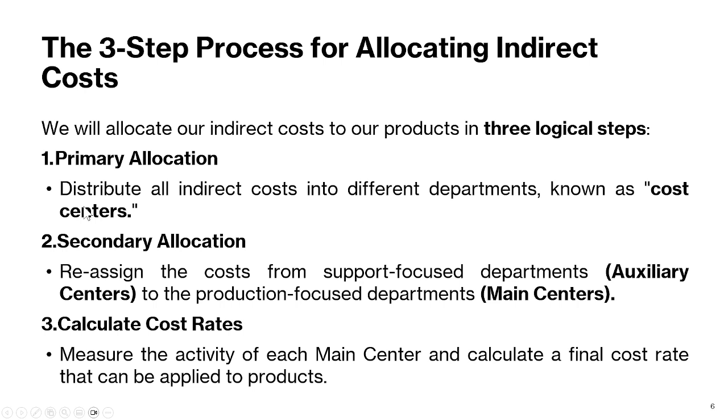Okay, let's get into the process itself. We allocate our indirect cost in three logical steps. First, primary allocation to distribute costs into all centers. Second, secondary allocation to move support costs into the main centers. And third, calculating the final rate to apply to products.